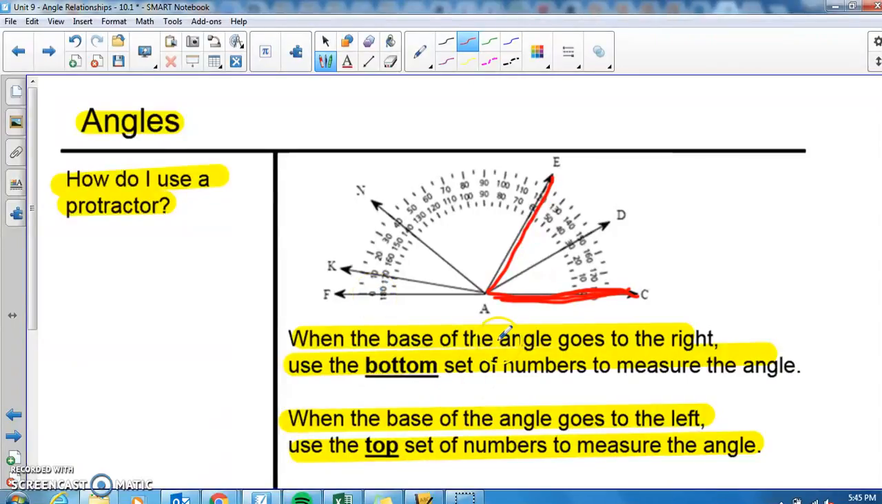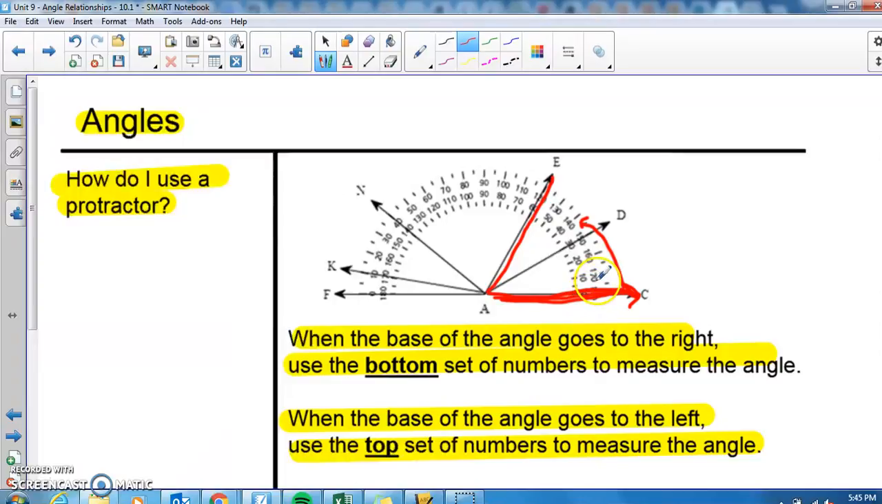When the base of the angle goes to the right, we're going to use the bottom set of numbers. If you'll notice, if we start here and go up this direction, you have two sets of numbers. Right here it says 170, that is the top set of numbers. Right here has the measurement of 10, that is the bottom set of numbers. So when the base of the angle goes to the right, as with that red angle, we're going to use the bottom set of numbers.